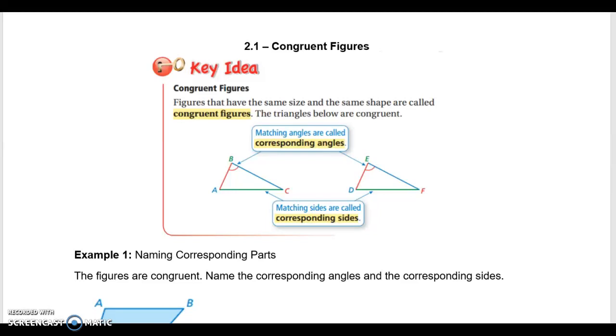Alrighty, section 2.1 of Pre-Al. Here you go. We have vocab that we need to review. It should be review. We've done it before, but just make yourself a little note, like be careful for vocab. Two terms here, both congruent and corresponding.